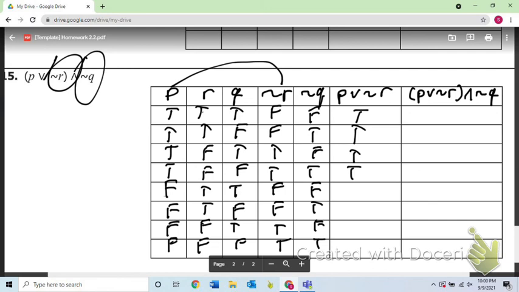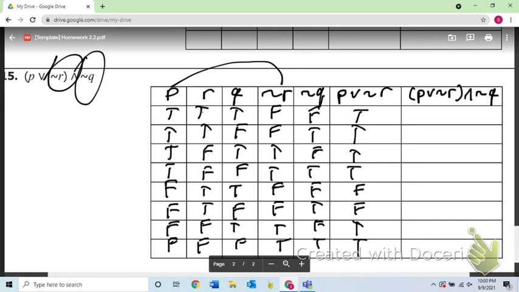Now, even though P is false in the last 4, not R, during those 4, goes false, false, true, true. So those bottom 2 are also going to be true. So the only time we have 2 falses are on those 2 right there.